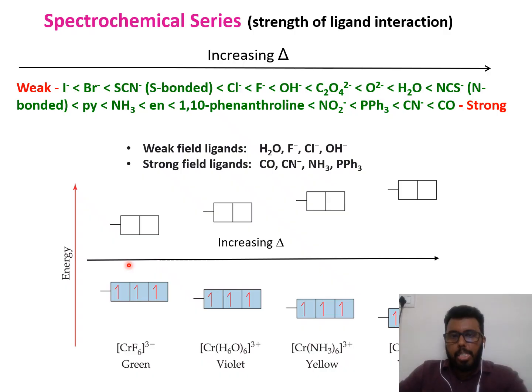So based on this spectrochemical series, you can see since it is a d3 system, all 3 electrons will be occupying the t2g. There is no fourth electron, so it is very straightforward. And as the strength of the ligand from fluoride to cyanide is increasing, the t2g orbital energies are lowered and the eg level orbitals will be increasing as well. So this is how the spectrochemical series is arranged. And now let's move on to, so you see all 3 are d3 systems.